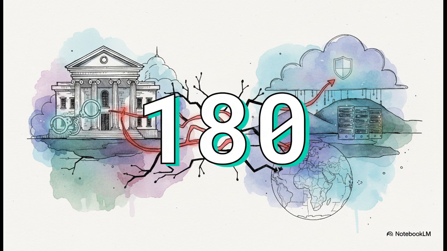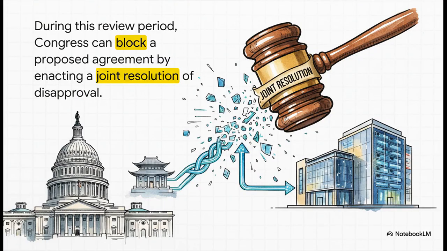180. That's the number to remember. 180 days. That is how long Congress gets to review, debate, and potentially stop any new data sharing agreement before it can ever go into effect. And this isn't just them passively watching. During that 180-day window, if Congress doesn't like the deal, they can actively vote to kill it. They can pass what's called a joint resolution of disapproval, and that stops the agreement dead in its tracks. It's a powerful tool that makes sure our elected representatives get the final say.